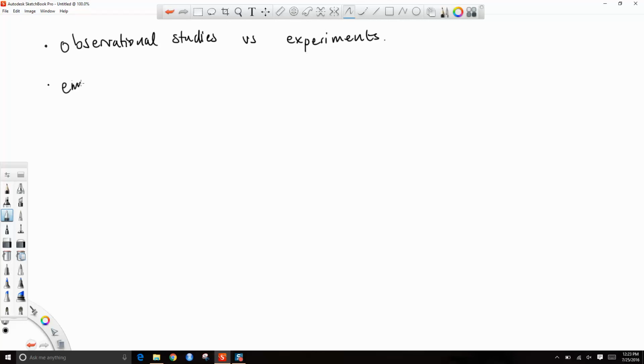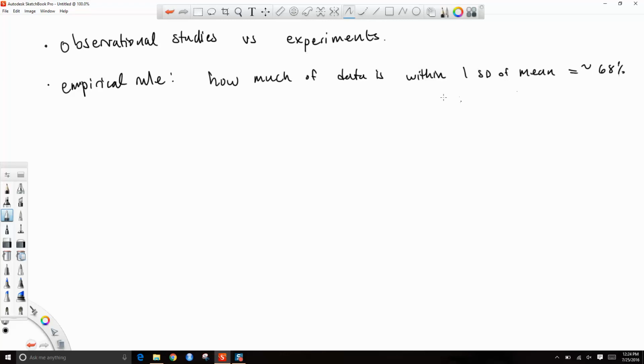The empirical rule. What is the empirical rule? Okay, so how much of the data is within 1 standard deviation of the mean? Yeah, this is about 68%. What about 2 standard deviations? Okay, about 95%. And 3 standard deviations? 99.7%, almost all.